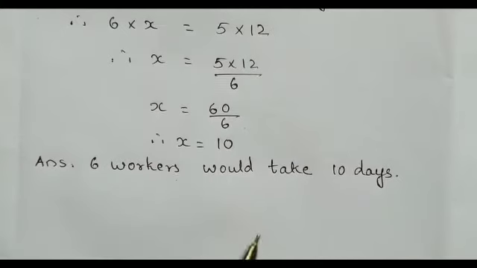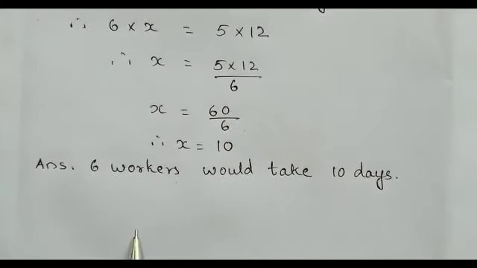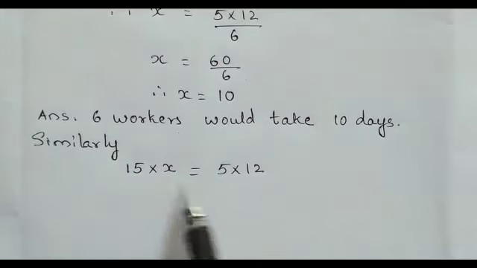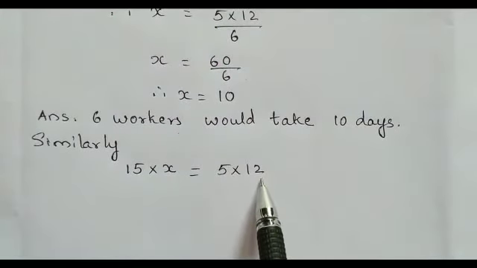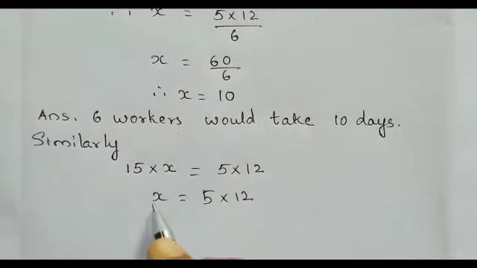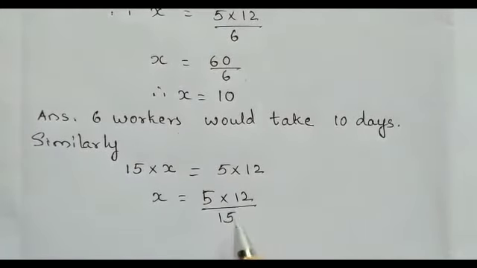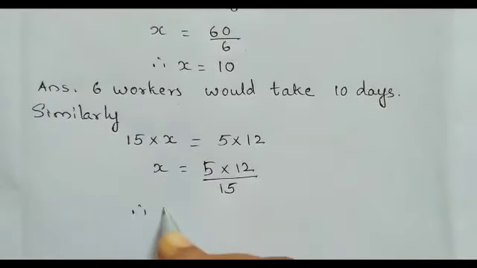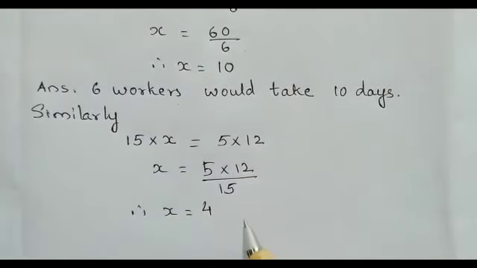Now the second part of the question is how many days would 15 workers take. So we can write 15 multiplied by x is equal to 5 multiplied by 12. So we have x is equal to 5 multiplied by 12 divided by 15. Therefore, we have x is equal to 4.